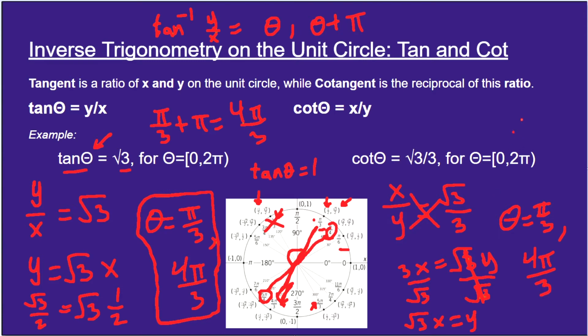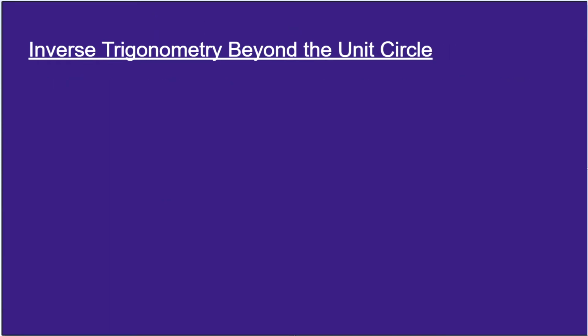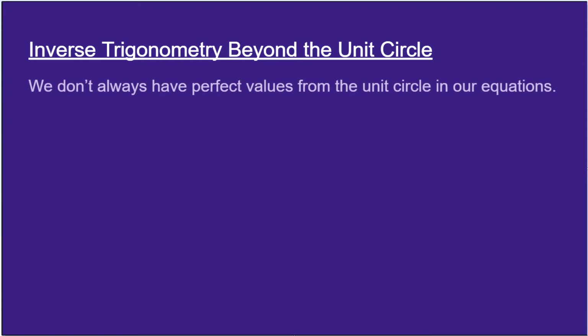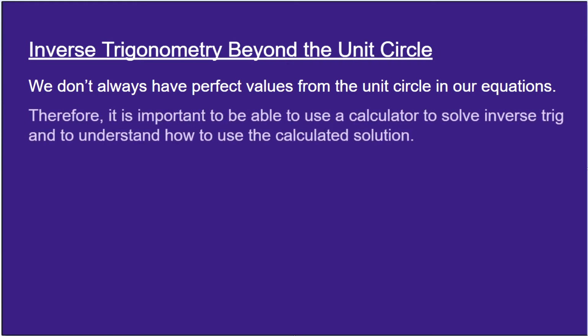And once again, since my domain is restricted to a single loop of the unit circle, I don't need to worry about general solutions or more than these two. Now let's look at what happens when we need to do inverse trigonometry that goes beyond the unit circle, right? Because we don't always have perfect values from the unit circle in our equations. Therefore, it's important for us to be able to use a calculator in order to solve inverse trig. But what's more important is that we need to understand how to use the solution which the calculator gives us.